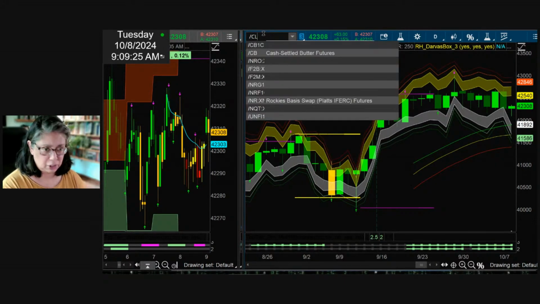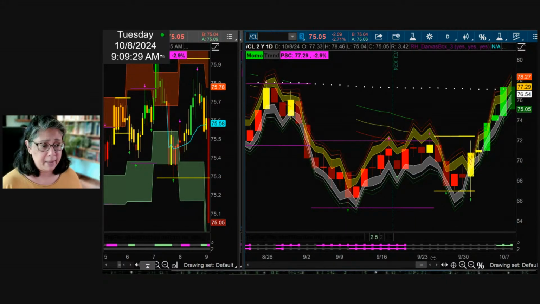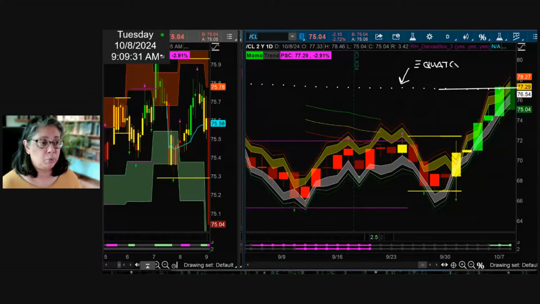And let's jump on over to crude for a moment. I had mentioned, I can't remember when we talked about this, that until crude can find its way over the equator. Now, if you're wondering what I mean by that, it's these dots right here. And I endearingly call this the equator. It's the difference between the bullish and the bearish hemispheres.